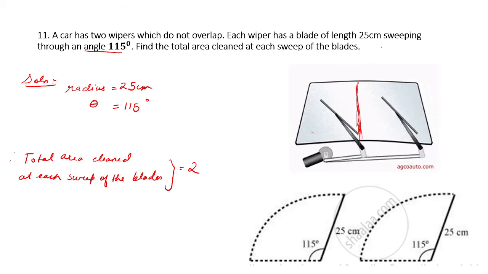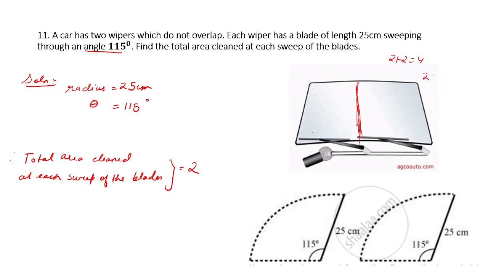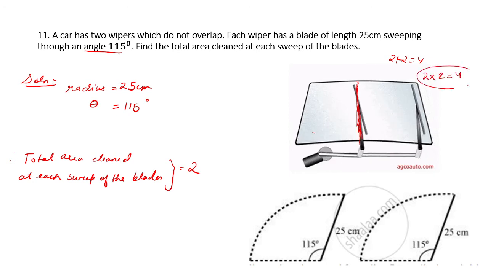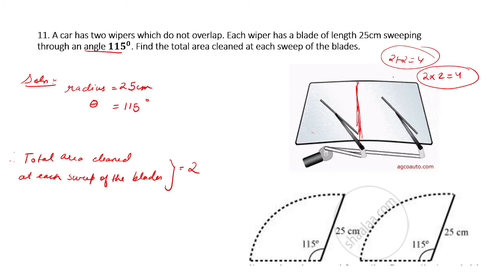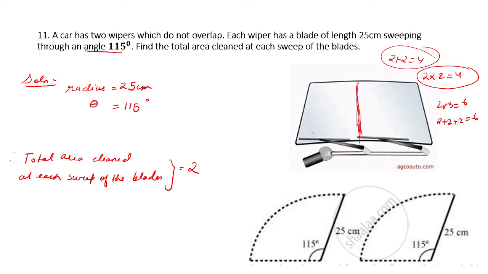Okay, not really a problem. See, 2 plus 2 will give you 4, but 2 into 2 will also give you 4. Clear? So you have the liberty. Or 2 times 3 will give you 6, and if you add 2 three times, this will also give you 6. Clear? So here you can multiply it with 2. I'll multiply it with 2.